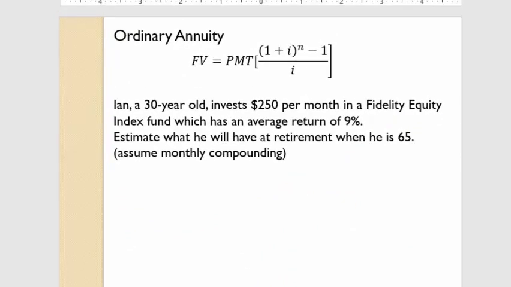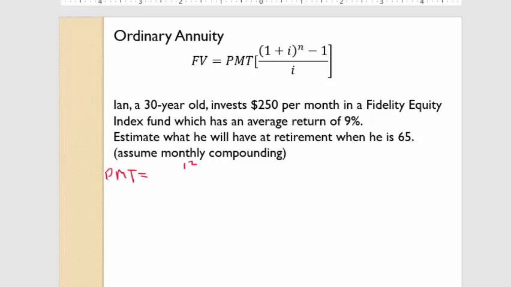So let's look at another example. Ian, a 30-year-old, invests $250 per month, so the same amount every month, that's going to be the payment amount, in a Fidelity Equity Index Fund which has an average return of 9%. Estimate what he will have at retirement when he is 65 and assume monthly compounding. And so the investment is going to compound once a month or 12 times per year.